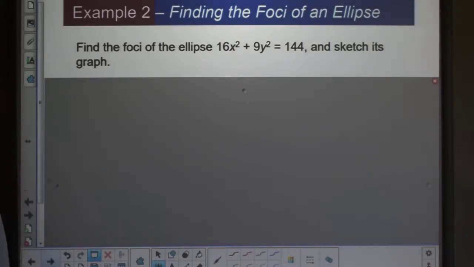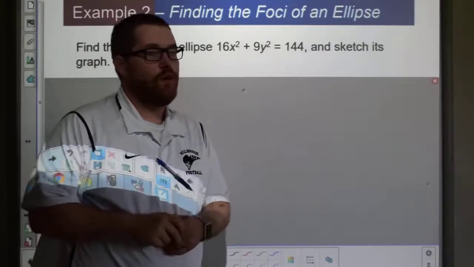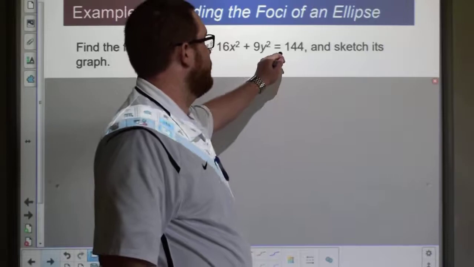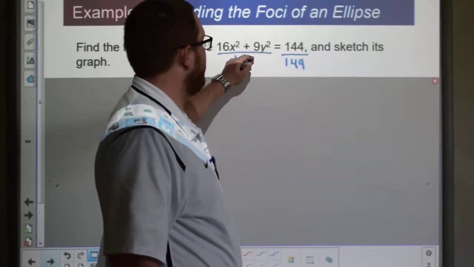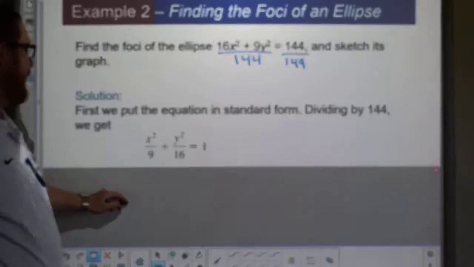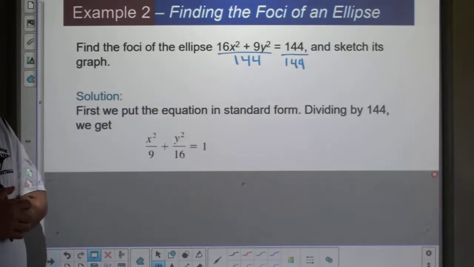Well, this is nothing close to what that formula just looked like. I said it needed to be equal to 1. So how can I make it equal to 1? Well, I can divide this side by 144. I can do that as long as I divide this side by 144. If you do that, you get x squared over 9 plus y squared over 16.